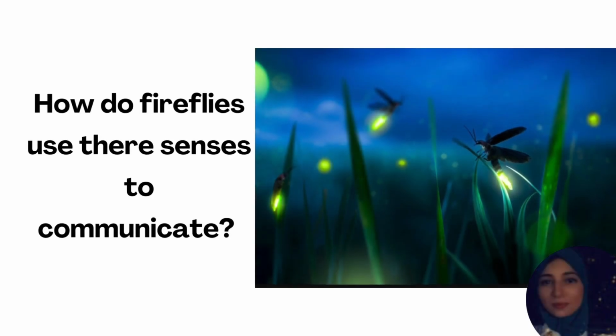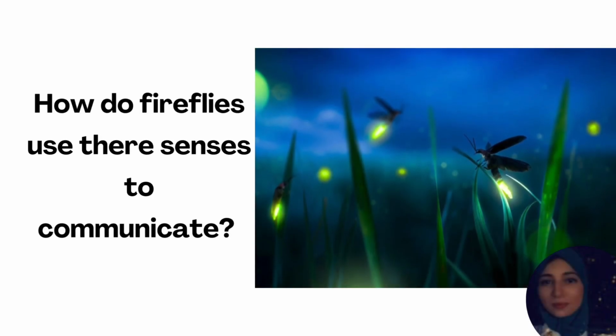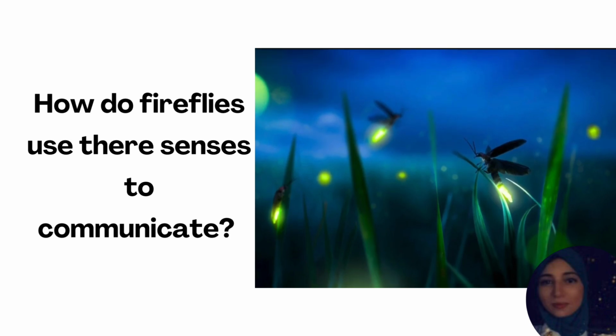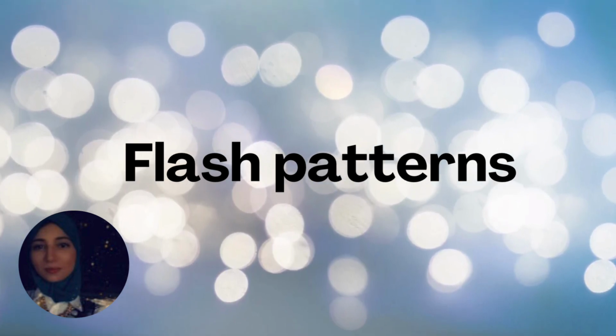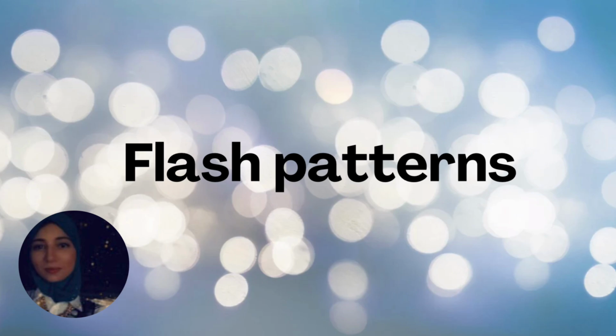So, the question here: how do fireflies use their senses to communicate? It's clear that the fireflies use their sense of sight to communicate with each other, and this is by using flash patterns. They make different flash patterns with their wings. These patterns help the fireflies to communicate, as if they see these patterns, they know what this means.